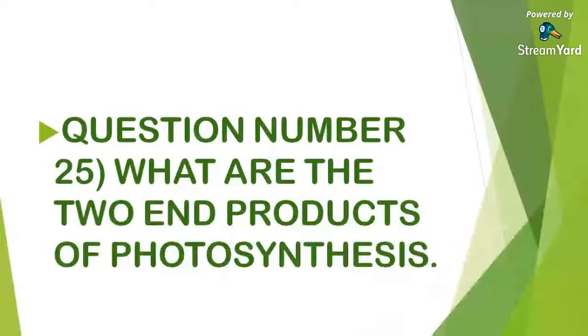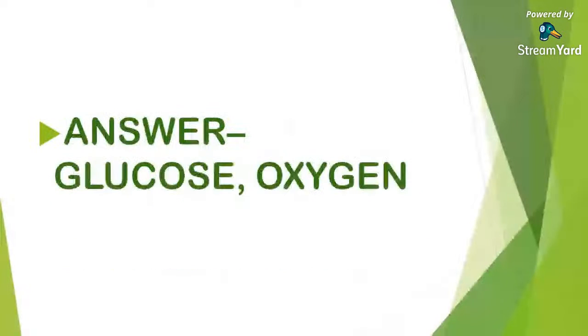So let's check the answer. And the first product is what? Glucose. And the second product is oxygen. Glucose means what? Sugar. Okay? The glucose is the simplest form of sugar, and it is utilized by the cells. And this is one of the very important end products of photosynthesis.